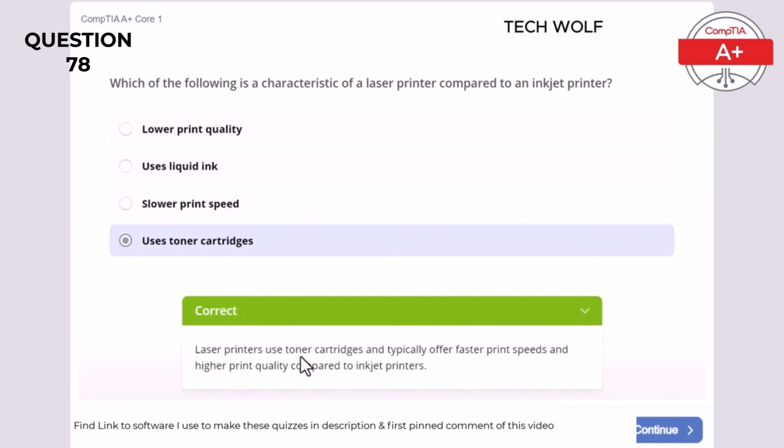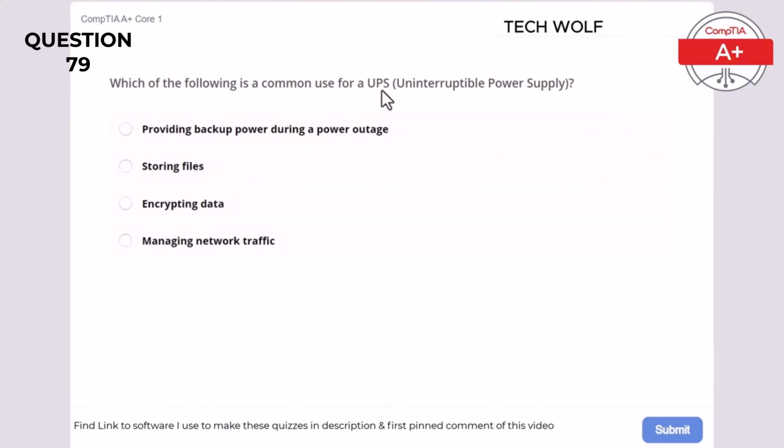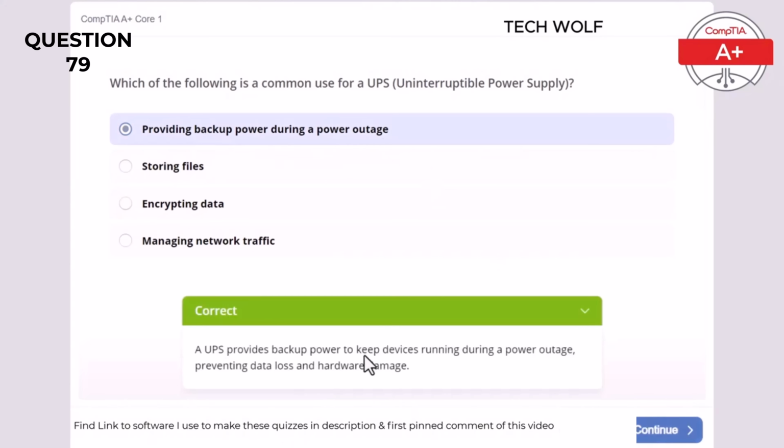As laser printers use toner cartridges and typically offer faster print speeds and higher print quality compared to inkjet printers. Which of the following is a common use for a UPS, uninterruptible power supply? Providing backup power during power outage, storing files, encrypting data, managing network traffic. And here the correct answer is providing backup power during power outage. A UPS provides backup power to keep devices running during power outage, preventing data loss and hardware damage.